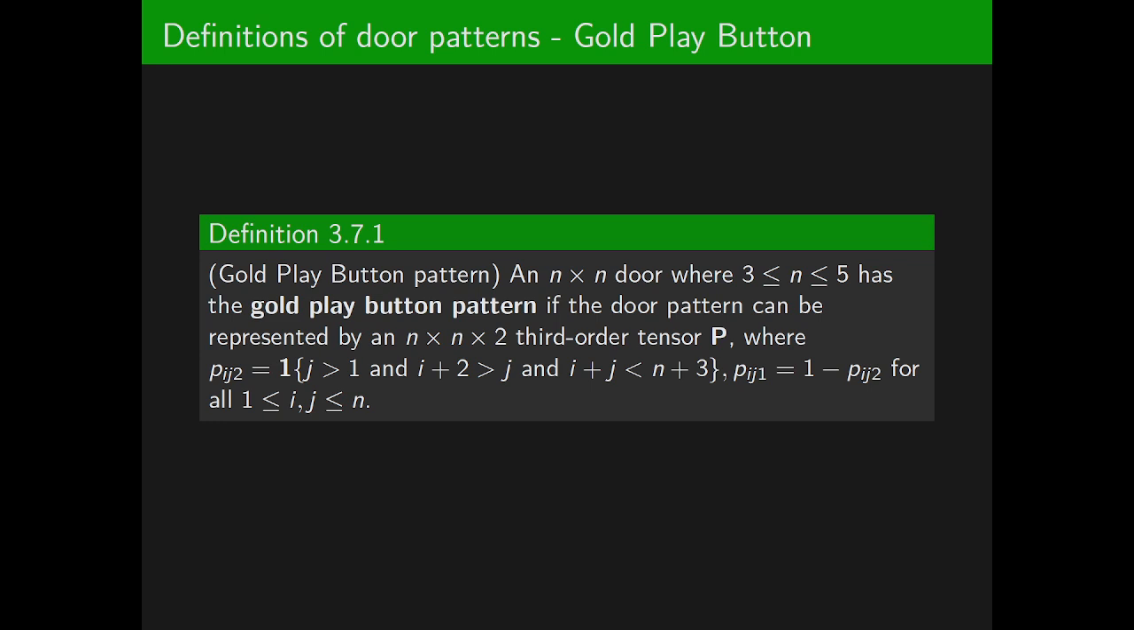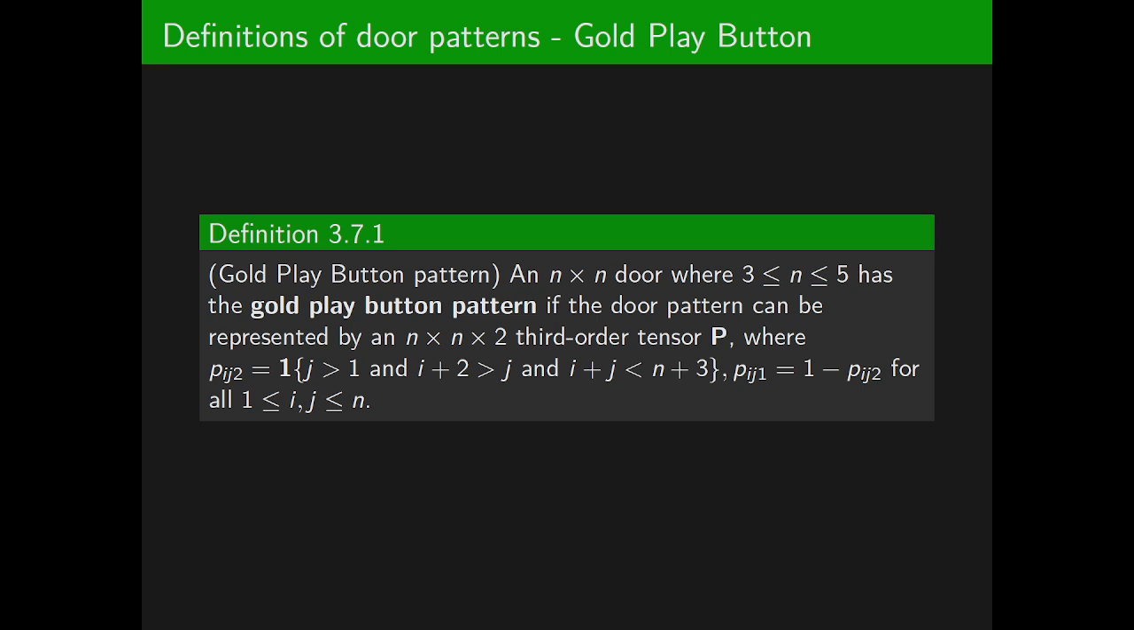And then now, go play button. This is a bit special. First of all, n by n, so m has to be equal to n again. Second thing, 3 less than or equal to n less than or equal to 5. It's not n larger than or equal to something. It has an upper bound. So make sure you notice that. It's only defined for 3x3, 4x4, and 5x5, really. And then the third order tensor is n by n by 2, the size of it.